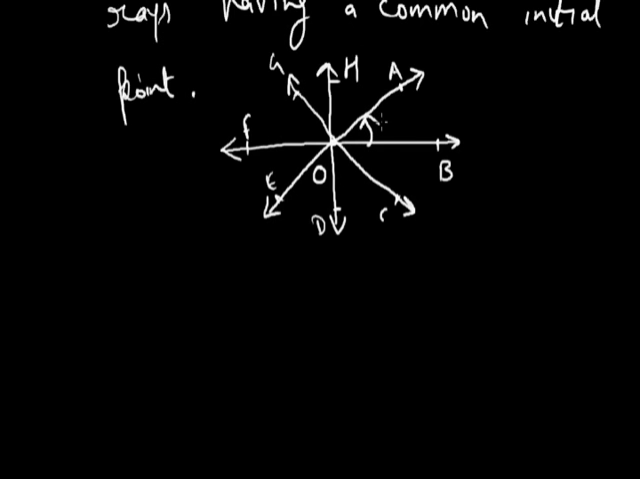What I have said, the angles formed between these rays which have a common vertex or a common terminating point are called angles at a point. So angle BOA, angle AOH, angle HOG, angle GOF, angle FOE, angle EOD, angle DOC and angle COB. These angles are called angles at a point.